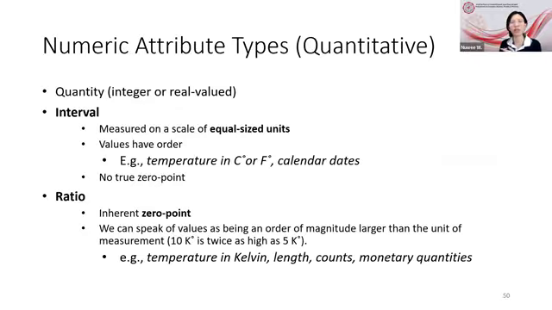For example, temperature in Kelvin, because temperature in Kelvin is measured by power. So if you say 10K, 10K is twice as high as 5K in the case of Kelvin. Or if you say you have $1 million and your friend has $500,000, you know that you have twice as much money as your friend, right?